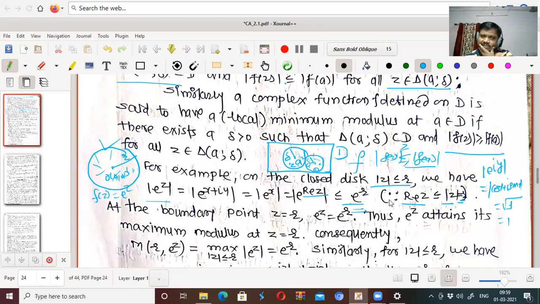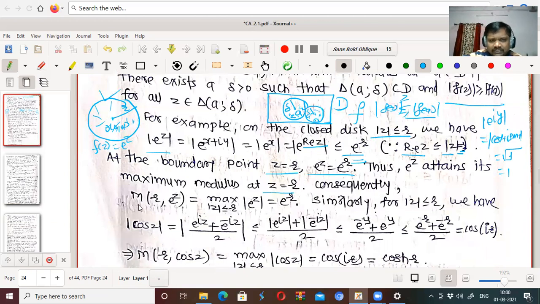That means it is at z equal to r. So at the boundary, r is on the boundary of this circle. So what we are saying is that the function e to the power z has a maximum modulus at the boundary of this disk. At the boundary point z equal to r, e to the power z will be e to the power r. Thus e to the power z attains its maximum modulus at z equal to r.